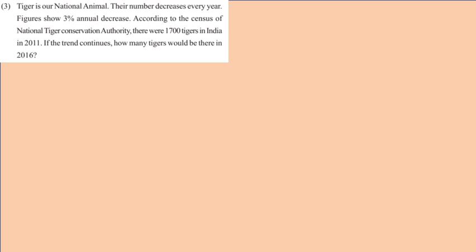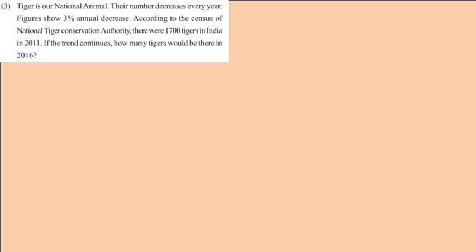Question number 3. Tiger is our national animal. Their number decreases every year. Figures show 3% annual decrease. According to the Census of National Tiger Conservation Authority, there were 1,700 tigers in India in 2011. If the trend continues, how many tigers would be there in 2016?